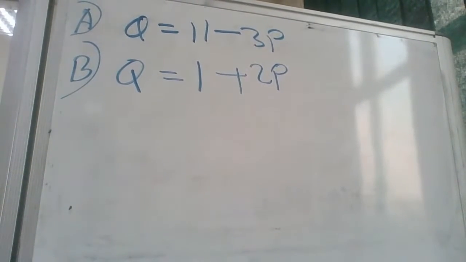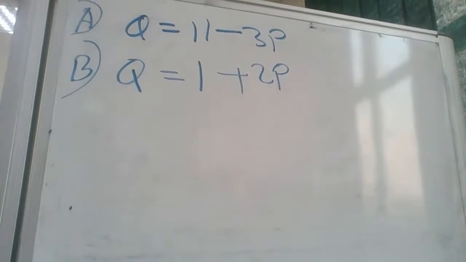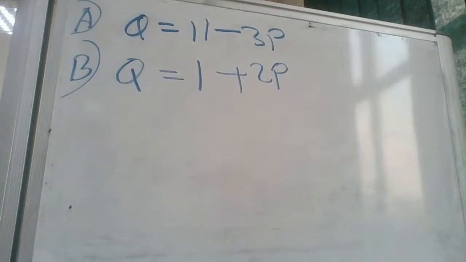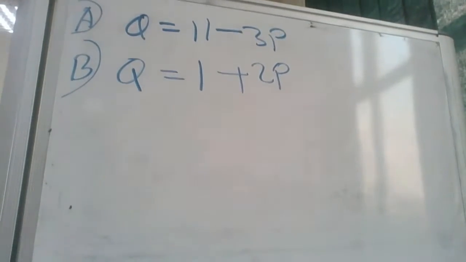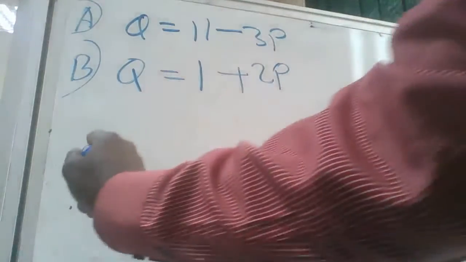Between A and B, which one is a demand function? Okay, so A, because there is a negative sign. A, okay. We'll use this to find the equilibrium, but I have another question for you.